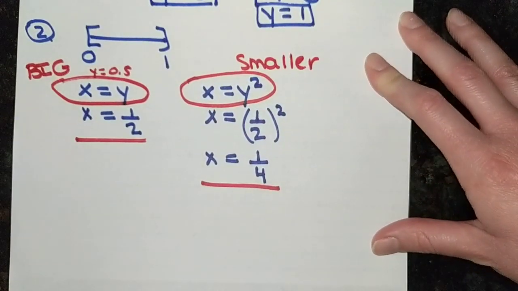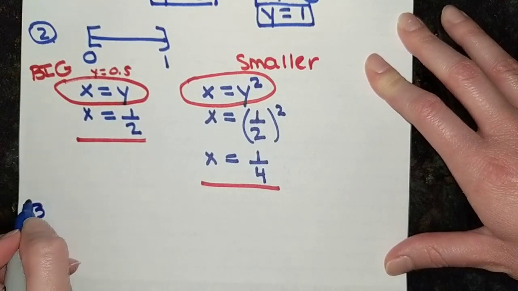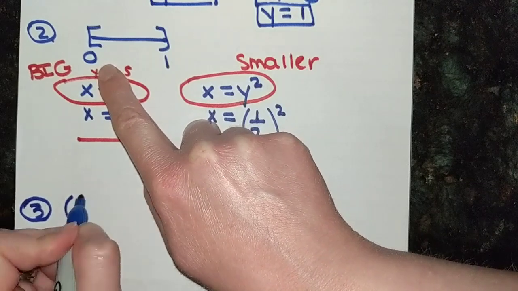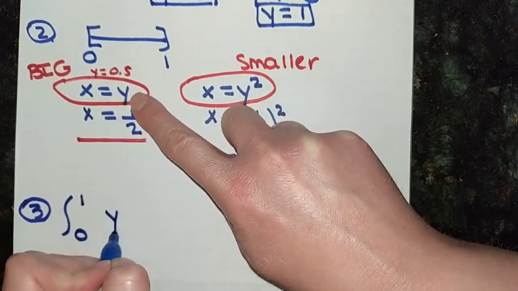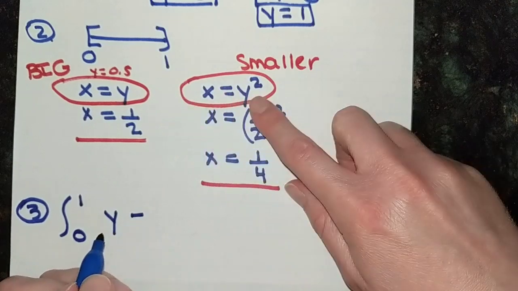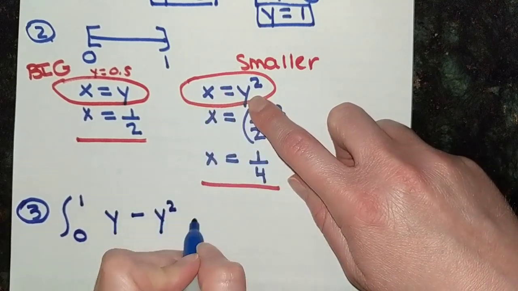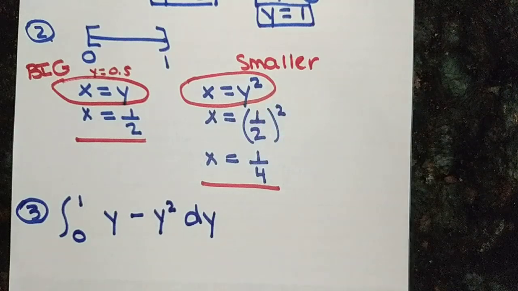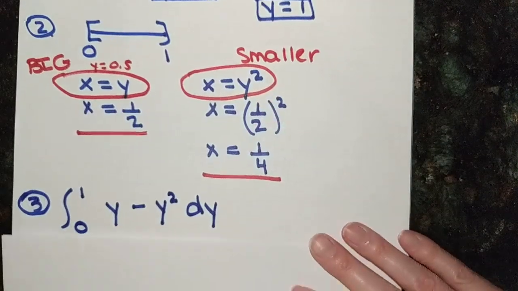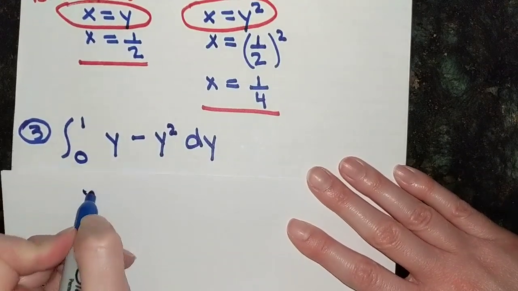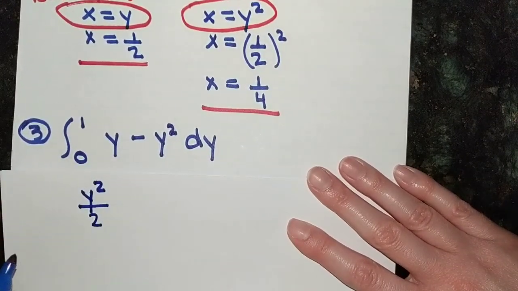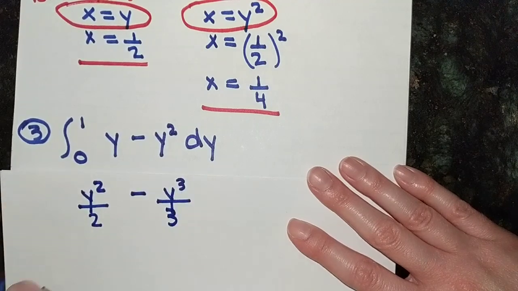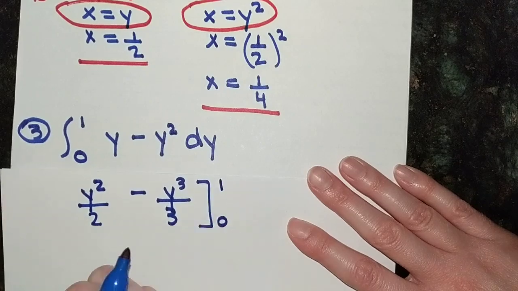So what we would do for the integration of this is take the big minus the small. Our bounds go from 0 to 1. Then we plug in the big function, which is y, minus the smaller function, which is y squared, and then our dy. Now that the integral is set up, we can just integrate it. We'll start off by adding 1 to the exponent and dividing by the new exponent, minus add 1 to the exponent, divide by the new exponent. And then you'll have your 0 to 1.